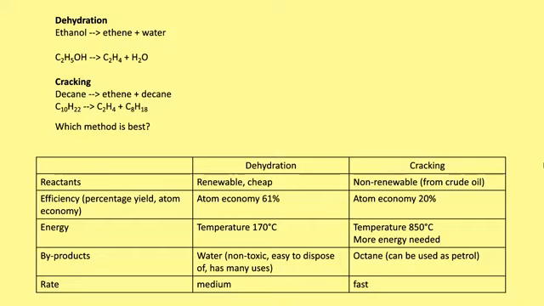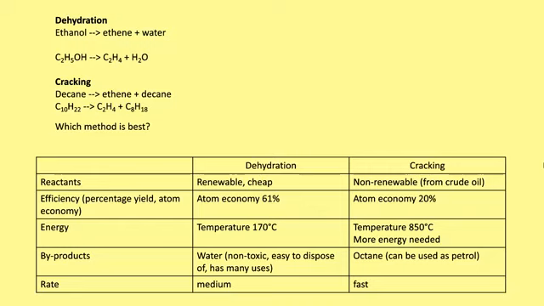In terms of efficiency, I couldn't find figures for percentage yield for these two reactions, so we're going to have to just look at the atom economy. If you work out the atom economy, and it'd be good for you to have a go at working that out from the balanced equations there, you can confirm for yourself that for the dehydration it's 61%, and for the cracking it's only 20%. So in terms of the efficiency, the ethanol is better.